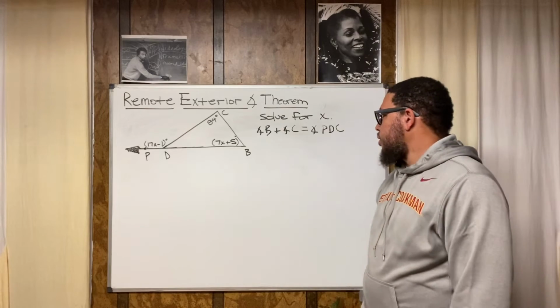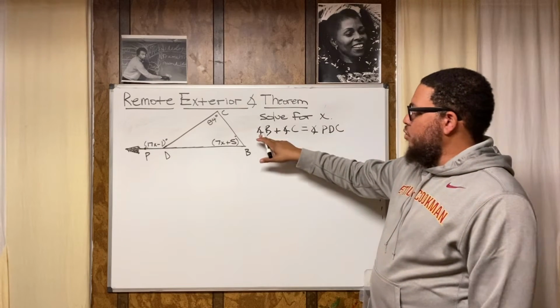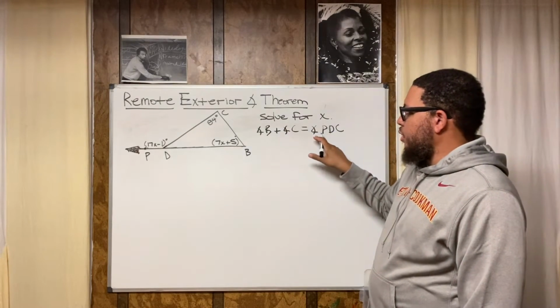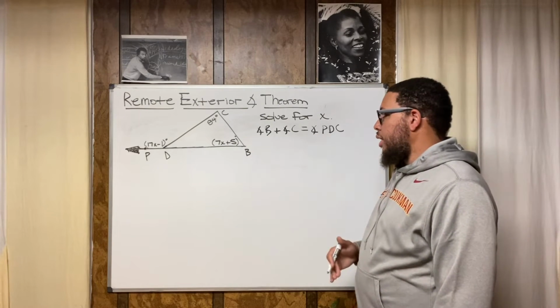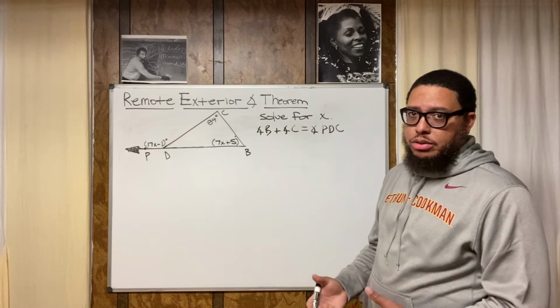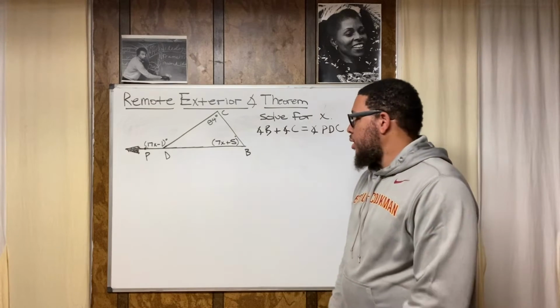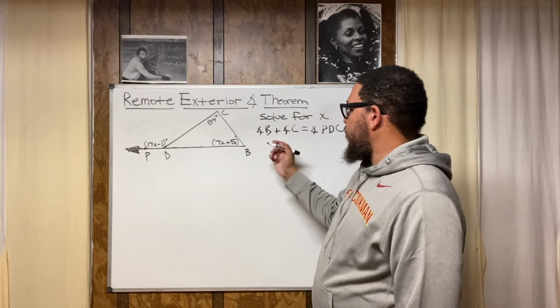All right, so this is our equation. Angle B, that's the angle symbol. Angle B plus angle C is equal to angle PDC. Now we're going to replace the angle names with their actual measurements. So B is 7x plus 5.